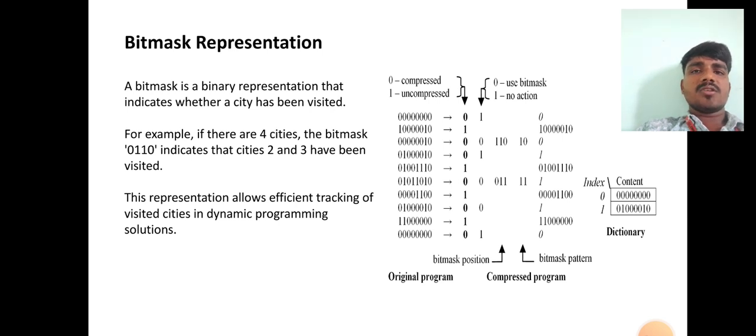Bitmask representation. A bitmask is a binary representation that indicates whether a city has been visited. For example, if there are four cities, the bitmask 0110 indicates that cities 2 and 3 have been visited. This representation allows efficient tracking of visited cities in the dynamic programming solution.